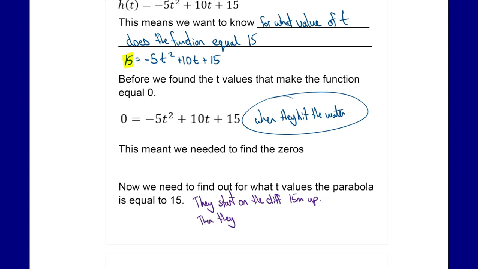So then they reach 15 meters again after 2 seconds. So in some cases, we might have 2 times when we're at a specific height, right? Again, that's part of the parabola, that U shape, right? So we might be jumping up, reaching a certain height, and then when we start to come down, we pass through that same height again.